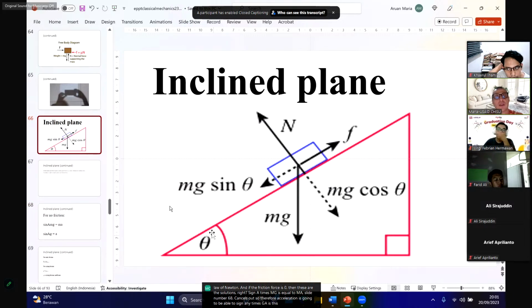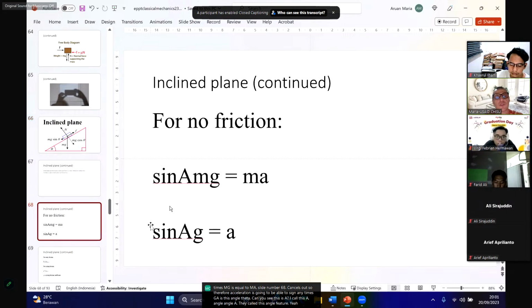A is this angle theta. Can you see? This is A. I call this angle A, they call this angle theta, yeah? So that's for the case of no friction. This is the acceleration. Okay?